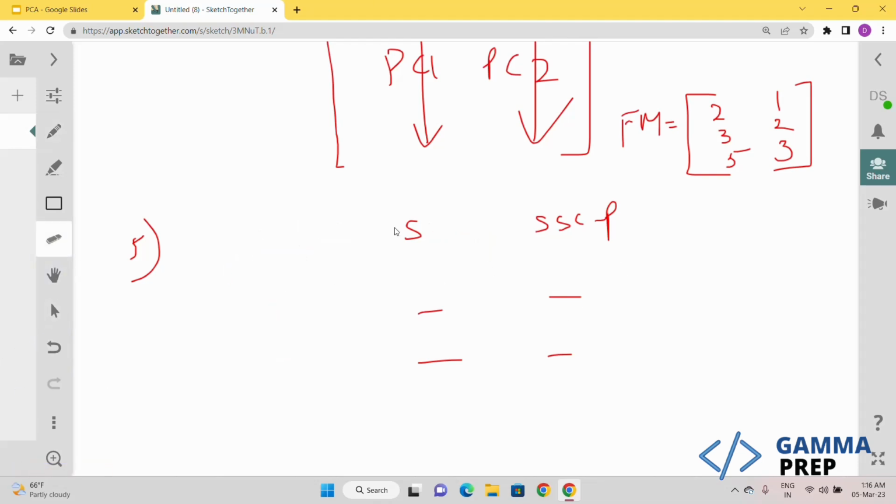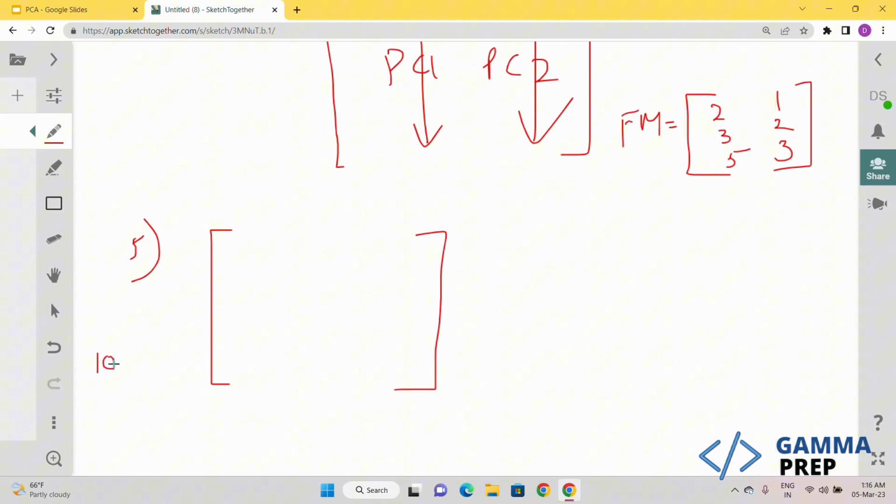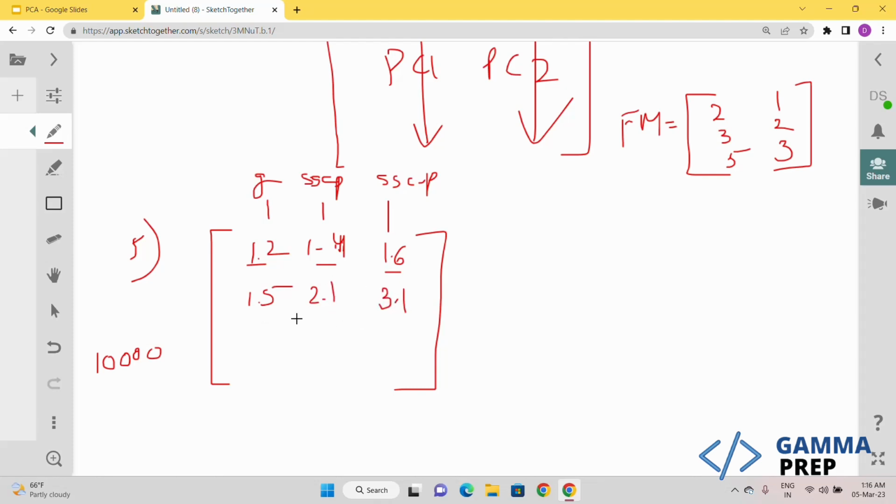Let's say gender, SSCP, SSCB were the only three features, and we had, let's say, thousands of records, and these were the three features available to us. Obviously, there was some data here. Gender for the first record was 1, SSCP was 64. Obviously, we have standardized it, so the values look like 1.2, 1.4, 1.6, and so on. Then 1.5, 2.1, 3.1, and so on. So these are standardized values that you have.